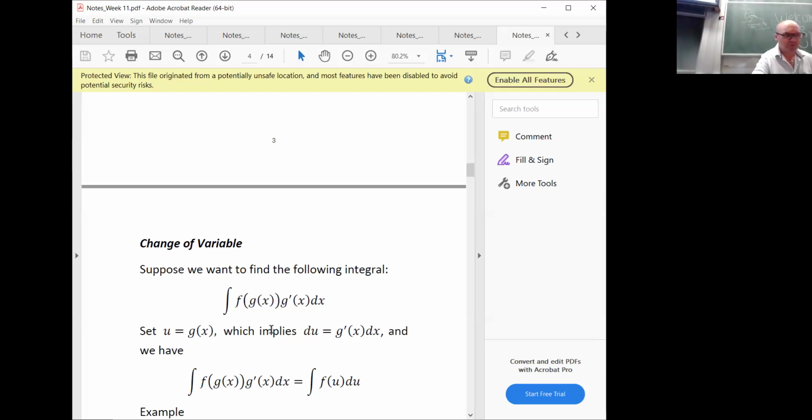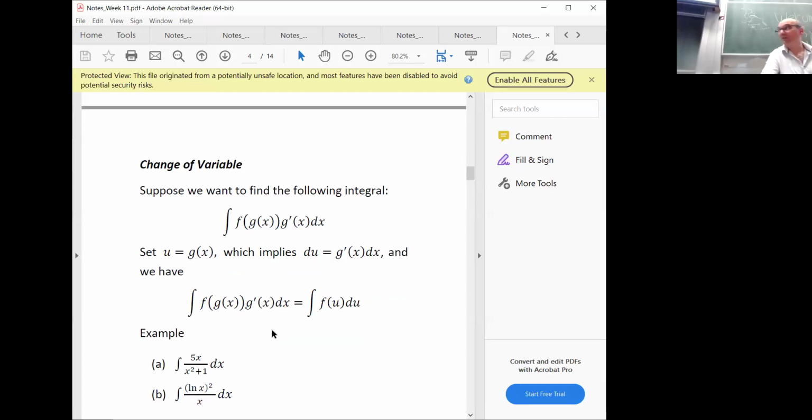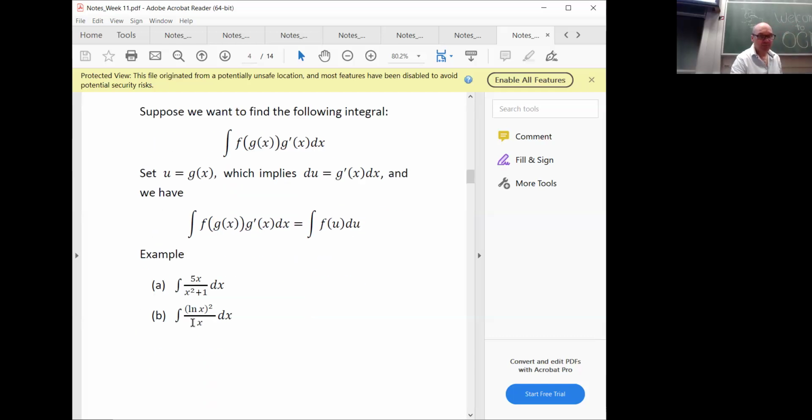And substitution. All right, I'm going to copy out this bit in the notes. The integral of f composed with g with respect to x, times g dashed of x dx. If I let u equal g of x, and moreover du is equal to g dashed of x dx, then this integral can be written as the integral of f of u with respect to u. So this is stating the opposite of the chain rule.